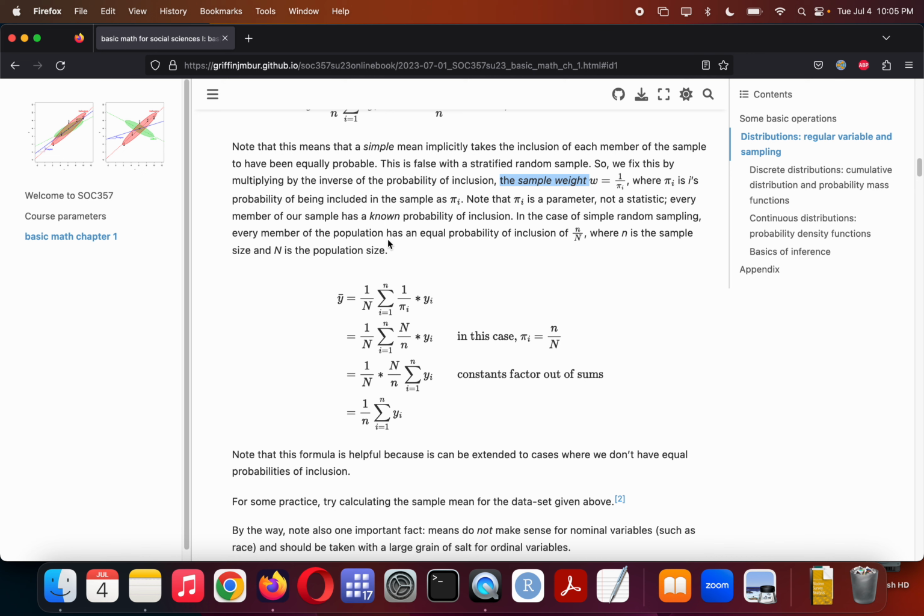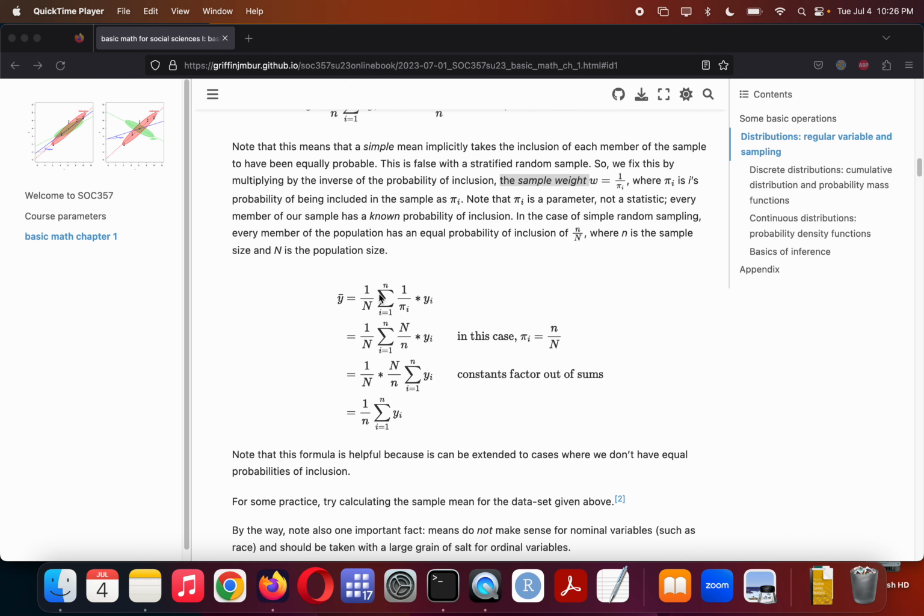So let's see how that works in the case where we do have simple random sampling, and verify that in that scenario, our weighted mean actually works. This is how we write the sample mean when we do know that we have sample weights. So this is the first expression here. Let's break down what it says. It says that the sample mean, little y bar, can be calculated as follows for any particular sample.